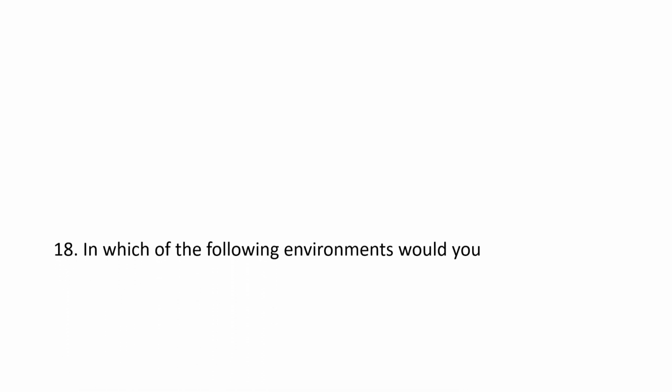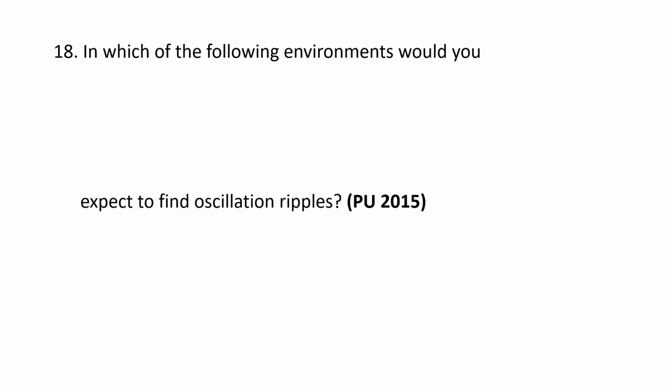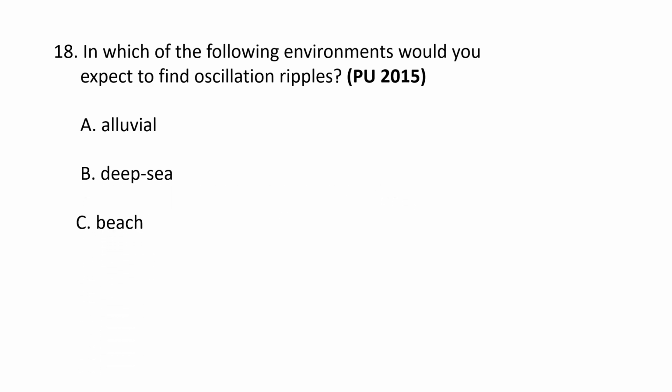Next question. In which of the following environments would you expect to find oscillation ripples? A, Alluvial, B, Deep sea, C, Beach, and D, Desert. So the correct option is A, Alluvial environment. Oscillation ripples are also known as wave ripples. They can form in alluvial environments, particularly in areas where loose sediment is exposed to the back and forth motion of the water, such as the nearshore areas or where tidal currents are strong. So A, Alluvial is the correct option.